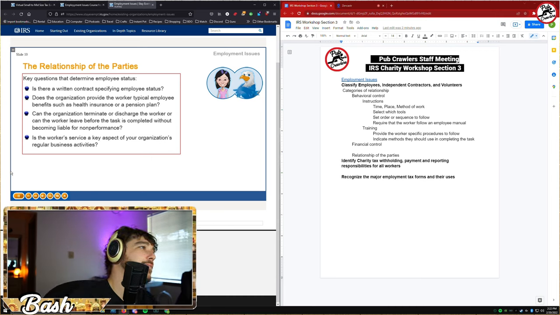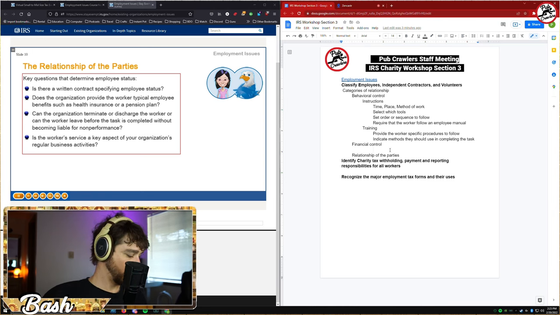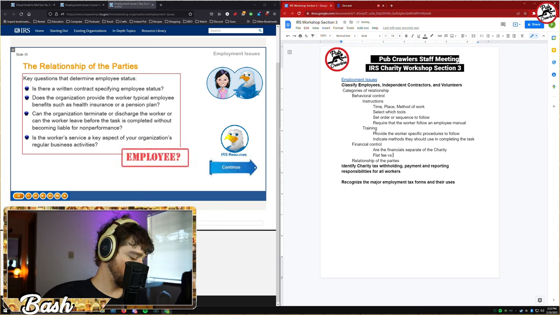Is there a written contract specifying employee status? Does your organization provide the worker typical employee benefits, such as health insurance or a pension plan? Can your organization terminate or discharge the worker, or can the worker leave before the task is completed without becoming liable for non-performance? Is the worker's service a key aspect of your organization's regular business activities? For example, a receptionist at a busy drug treatment center scheduling patients, answering the phone, and greeting visitors? A yes answer to any of these questions suggests you classify the worker as an employee.